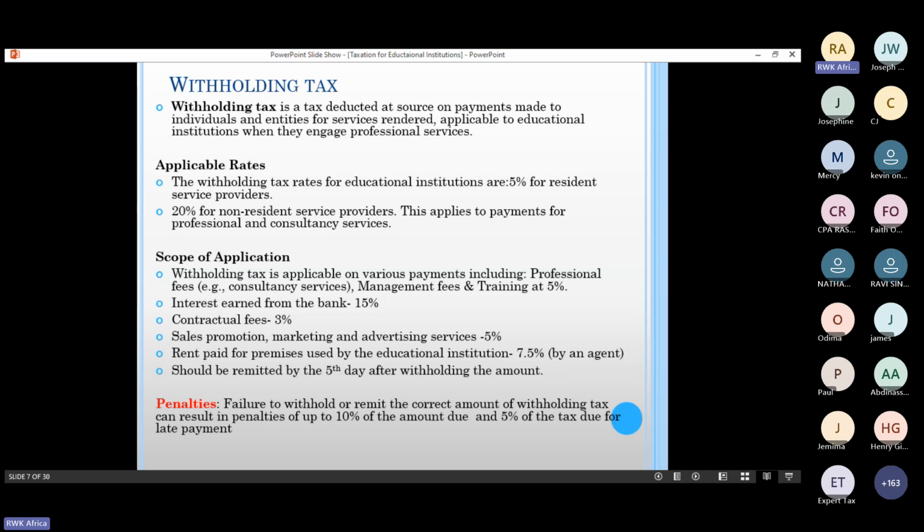So we have penalties. So failure to withhold or remit the correct amount of withholding tax can result in a penalty of up to 10% of the amount due and 5% of the tax due for late payment. So if you have not withheld that tax, you have a penalty of 10% of the total amount. That is for failure to withhold. Then we have the other penalty for late payment, which is 5%. So we should avoid these extra costs that are coming up due to non-compliance. So ensure that each and every obligation that you have is done on time and the taxes remitted to KRA.